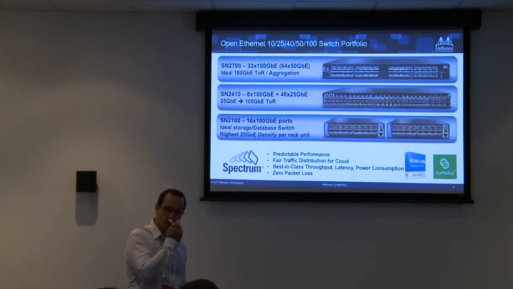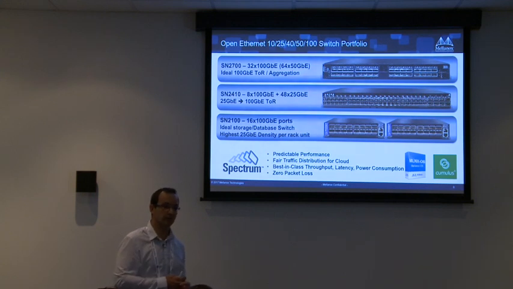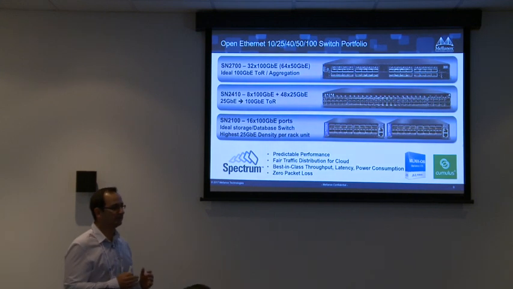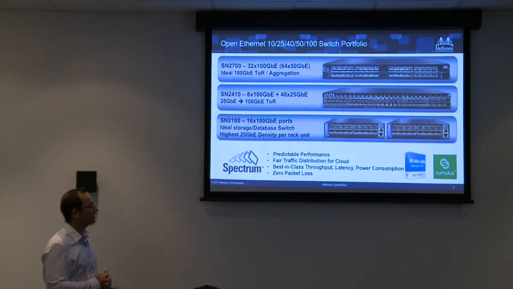We also have Spectrum 2 coming next year with 400 gigabit Ethernet. I know it sounds kind of, yeah. But this one is doing up to 100 gigabit.